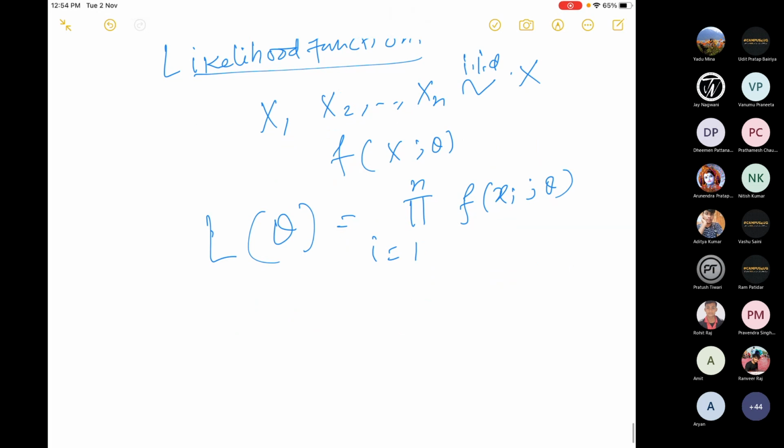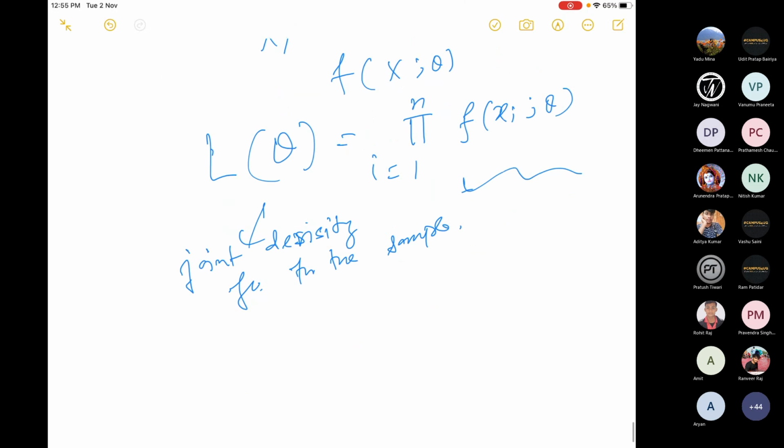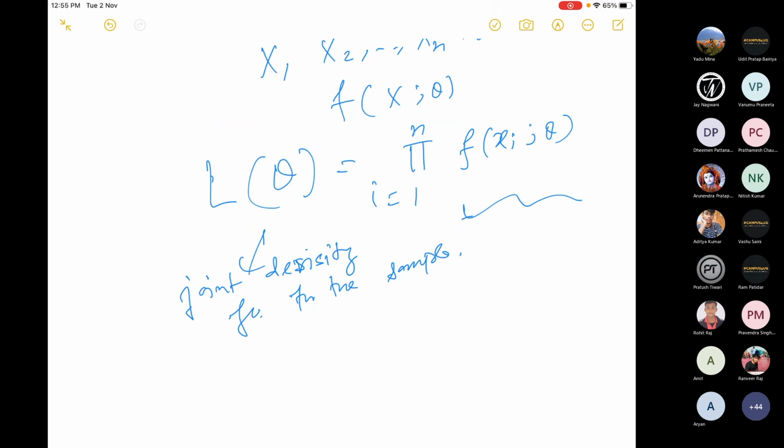Now, what is the likelihood function basically? It is basically the joint density function, which I talked about before. Why is it a product? Because they are independent. It is the joint density function for the random sample x1, x2, and so on. Now, the principle here is that the estimator is that value of theta which will give me the maximum value of this L(theta).